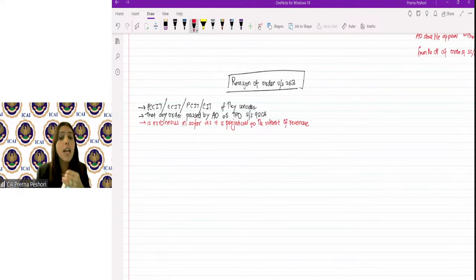Here, what is happening is the department is scrutinizing its own order. Are you getting that? In your office also it might be happening, right? You may be doing your work, and your seniors would be examining that work to see whether you have done the task correctly or not. So here also the superior authorities will examine whether the orders passed by the AO or the TPO are correct or not. If they are of the opinion that it is erroneous, it is wrong, insofar as it is prejudicial to the interest of revenue, they can make the revision of the order under 263.